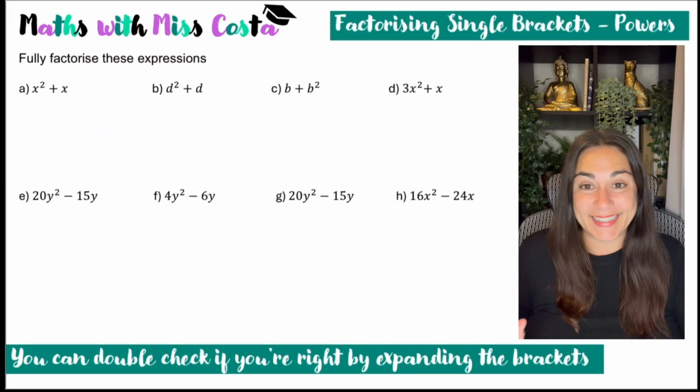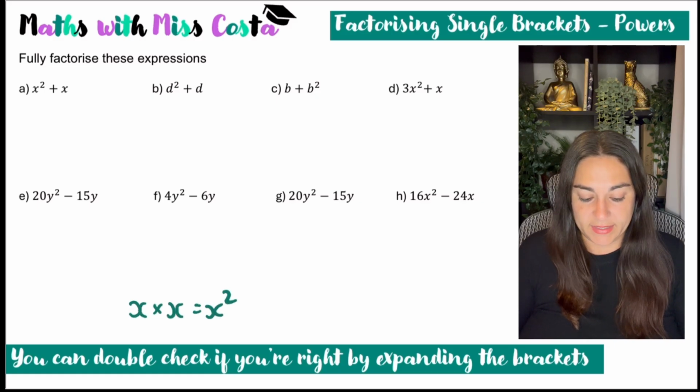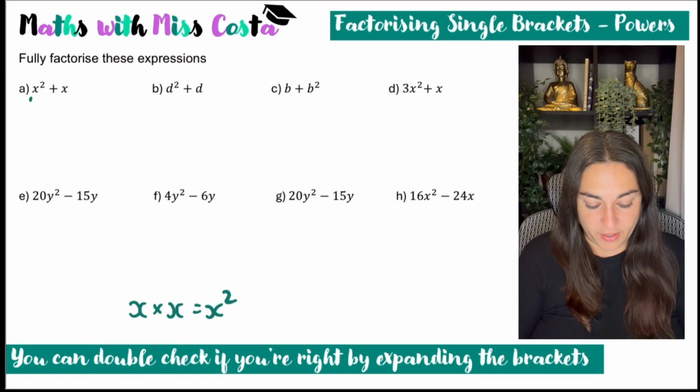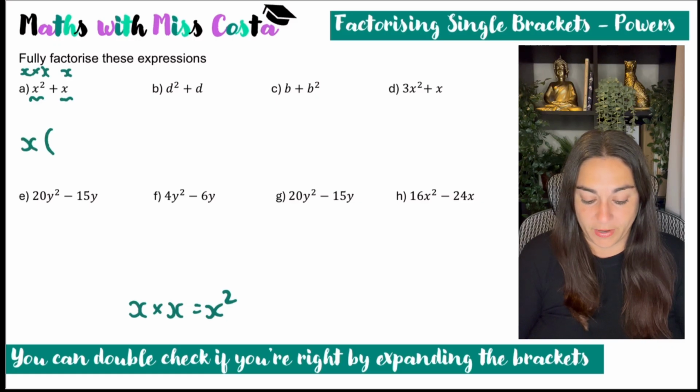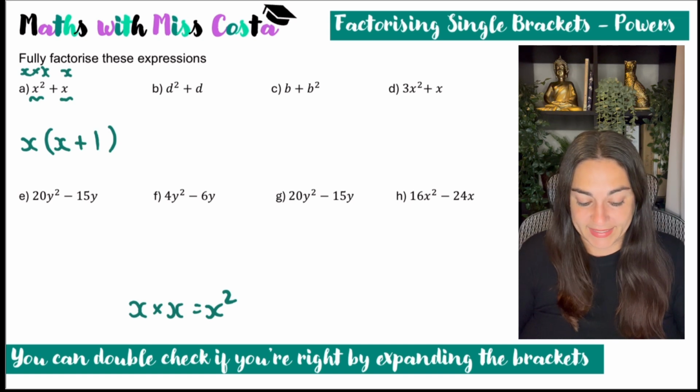Okay, now it gets a little bit trickier when I've got x, but remember that x times x gives me x squared. So over here, if I know that the highest common factor of x and x squared is going to be x, I put that outside the brackets, and x times x gives me x squared, and x times 1 gives me x. So that's how I'd do that.